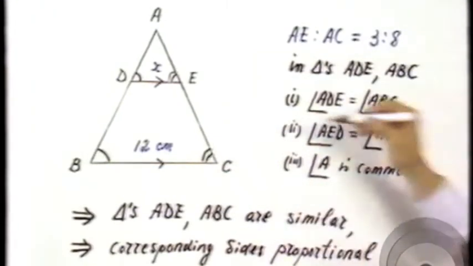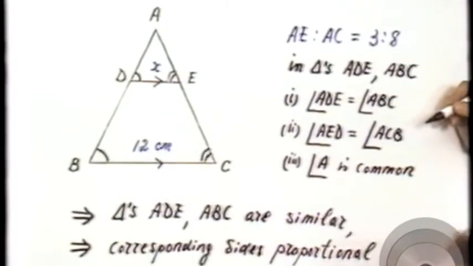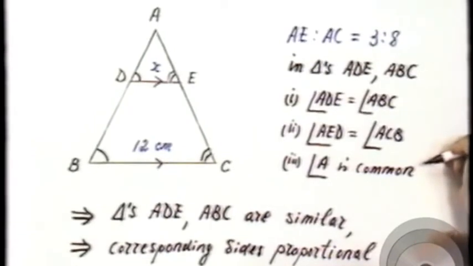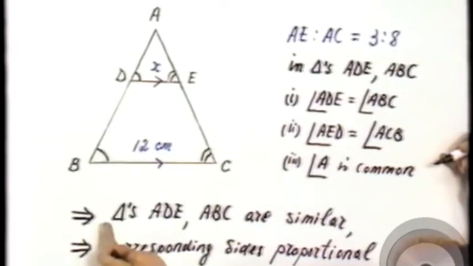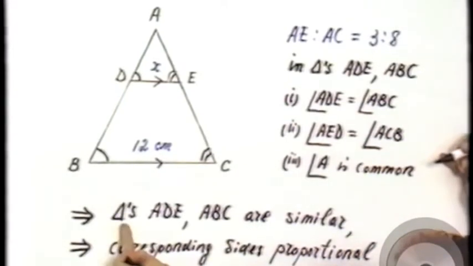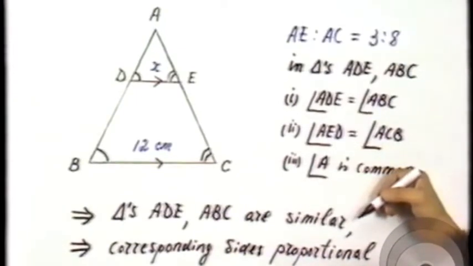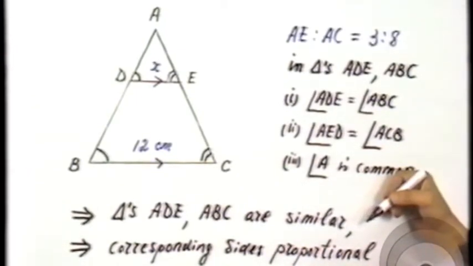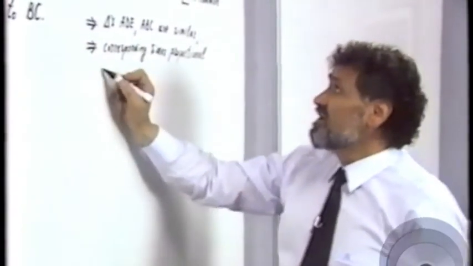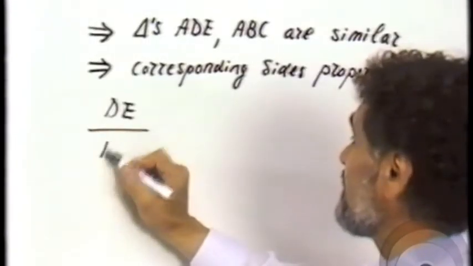Thirdly, the angle A is common, which makes these two triangles equiangular. And if the triangles are equiangular, then we can say now that that implies, and this is the symbol we use for implies, the triangles ADE and ABC are similar, and therefore their corresponding sides are proportional. This enables us to write the ratio down, that is that DE is to BC.